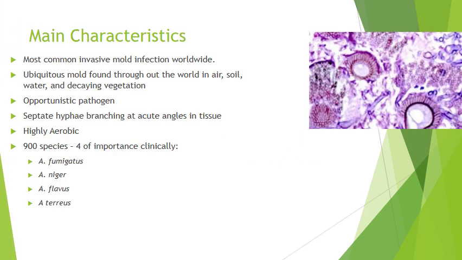So one of the things that makes Aspergillus an important pathogen is that it's actually the most common invasive mold infection worldwide. It's a ubiquitous mold found throughout the world. We can find it literally everywhere. It's in the air, in the soil, in the water, in decaying vegetation. It's everywhere. So anytime you have a pathogen that's literally everywhere, that you can't go anywhere without coming in contact with, that tells you that for the most part, most of us are not getting sick from it. Or if we are getting sick, we're getting over it very quickly.